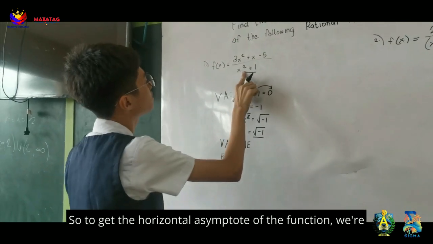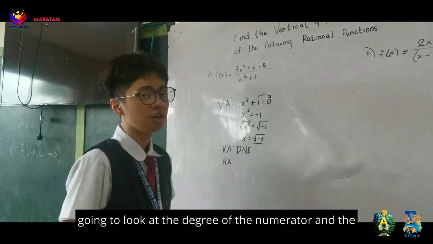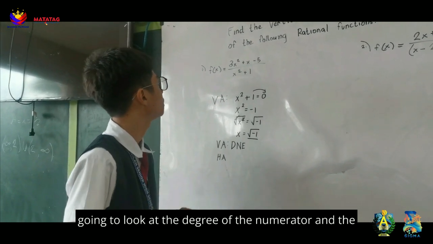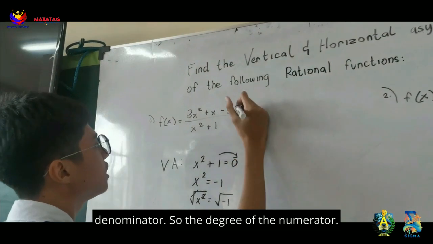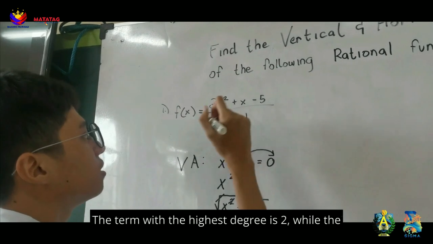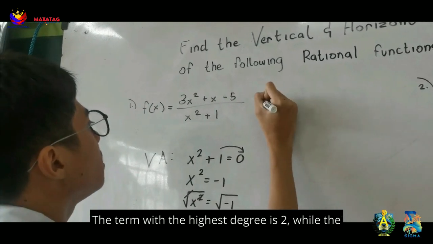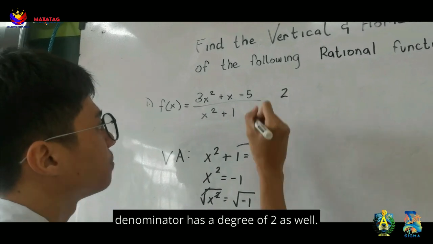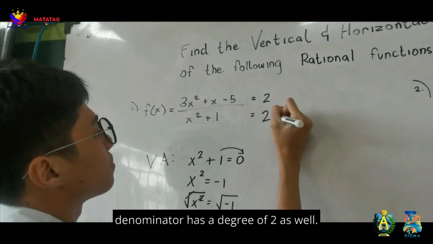So to get the horizontal asymptote of the function, we're going to look at the degree of the numerator and the denominator. The degree of the numerator, the term with the highest degree, is 2, while the denominator has a degree of 2 as well.